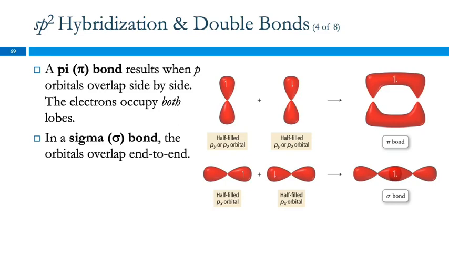So, important idea here, the electrons occupy both lobes. So I'm showing the pair of electrons here, but that pair of electrons is actually occupying all of this. Any questions?